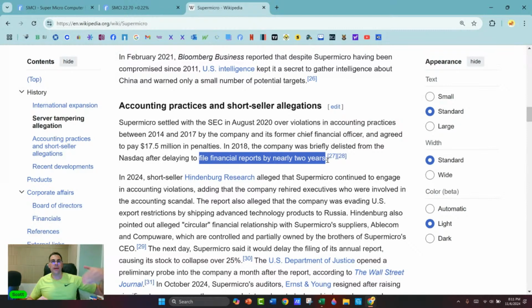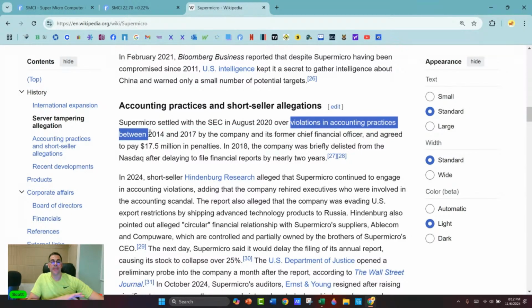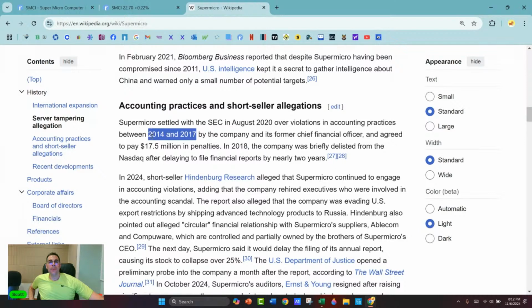They kept missing their quarterly financial releases, and they got delisted, and they had to pay a $17.5 million fine to the SEC because they had accounting practices that were unethical, outside of what they should be doing, between 2014 and 2017. So for 3 years, they were cooking the books. And they paid a penalty, they paid a fine, and everybody forgot about it. I don't even remember because they were a pretty small company back then. And then it is the same exact thing. They're cooking the books again.